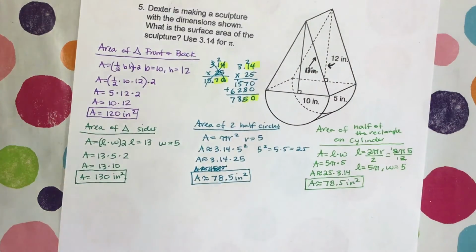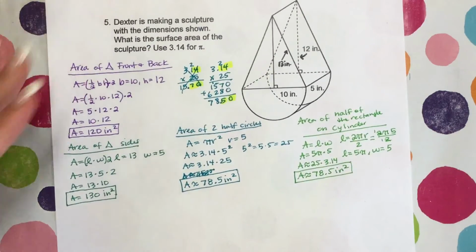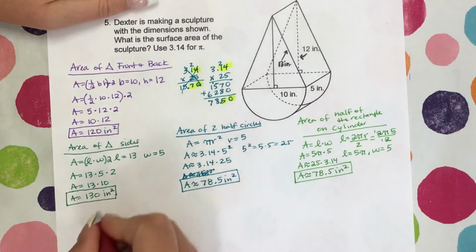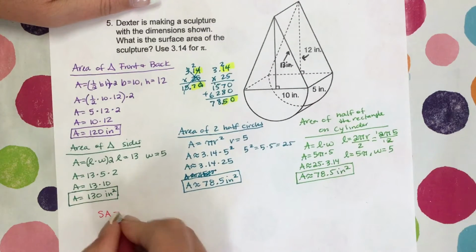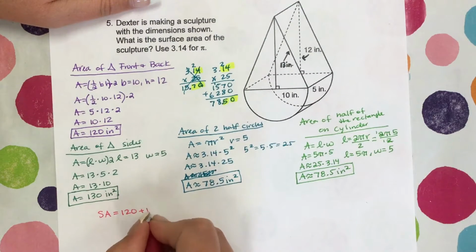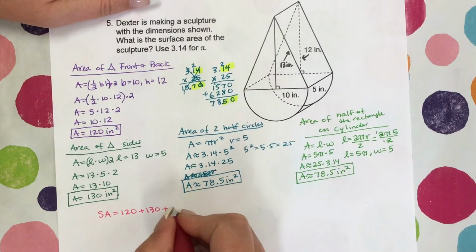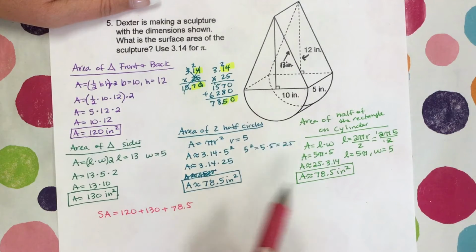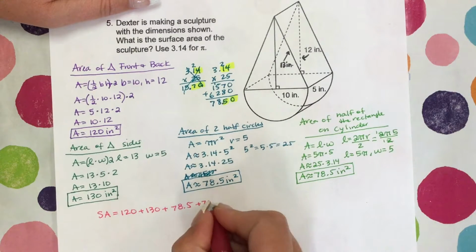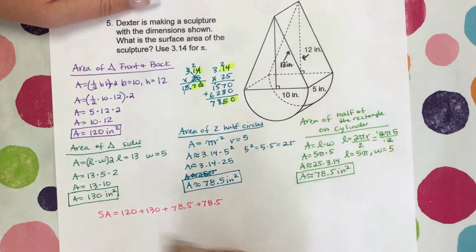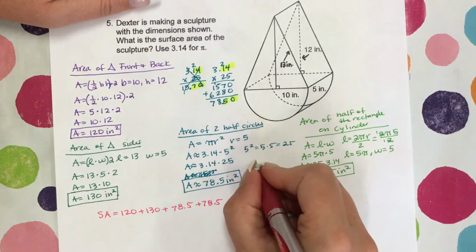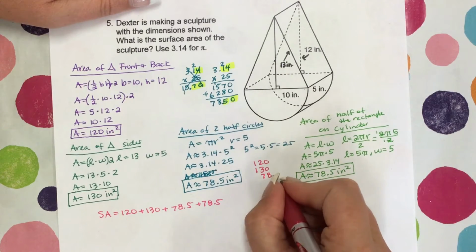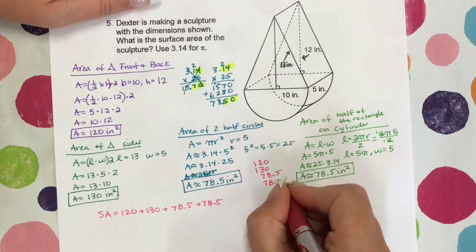All right, now we are ready to find the surface area of this entire thing by just adding up the area of all these individual surfaces. So surface area equals 120 plus 130 plus 78.5 here. So there's the 120, there's the 130, there's the 78.5, and then there's the other 78.5. And then I'm just going to go ahead and add all those up right here. Remember, whenever you're adding decimals, you have to line up the decimals.